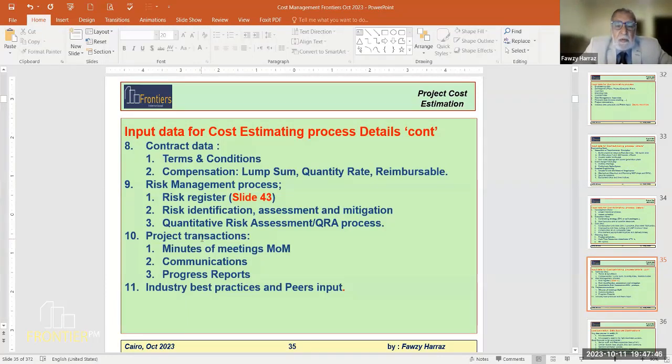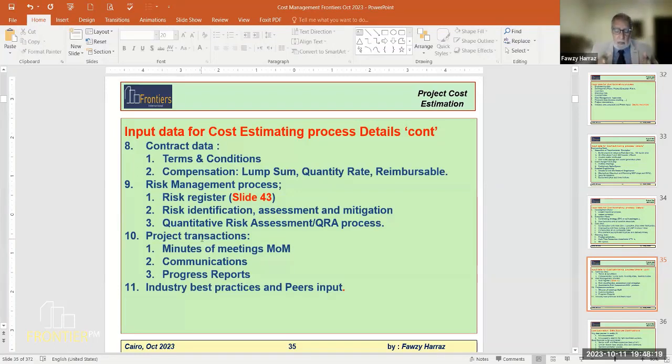Risk management process, we've said that before. The intent is to define or evaluate the contingency of the project. Project transactions, minutes of meeting, communications, progress reports. All these may give the estimator some notes to add to the estimation. Item 10, the project transactions, is very important later on during the project execution.